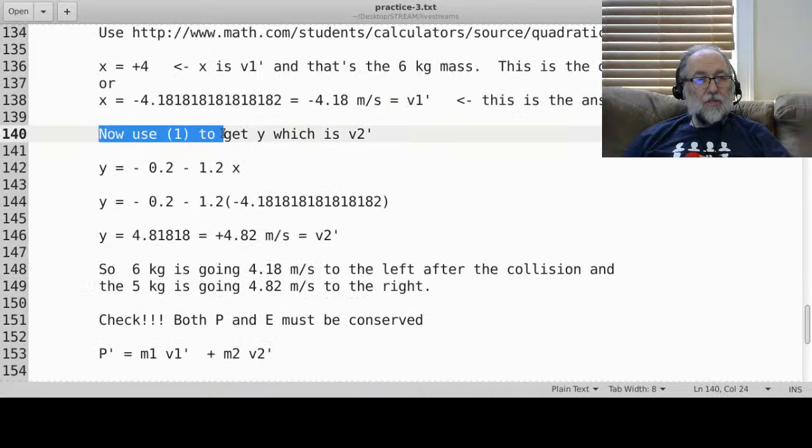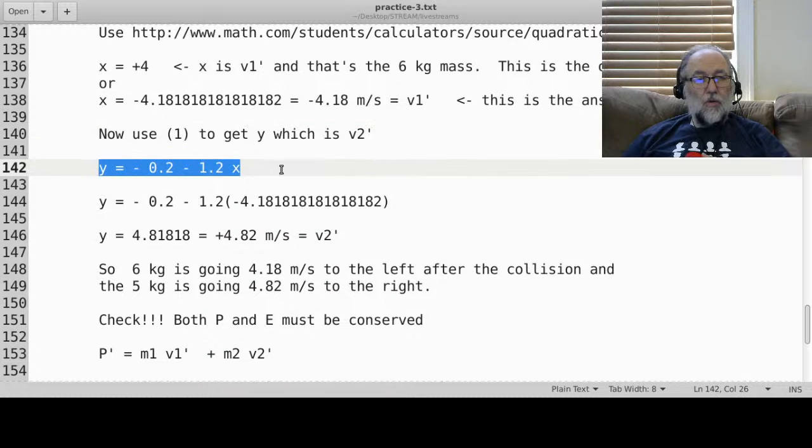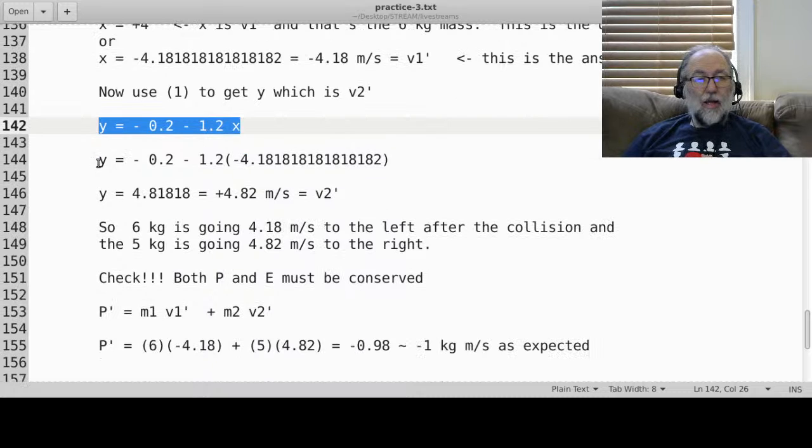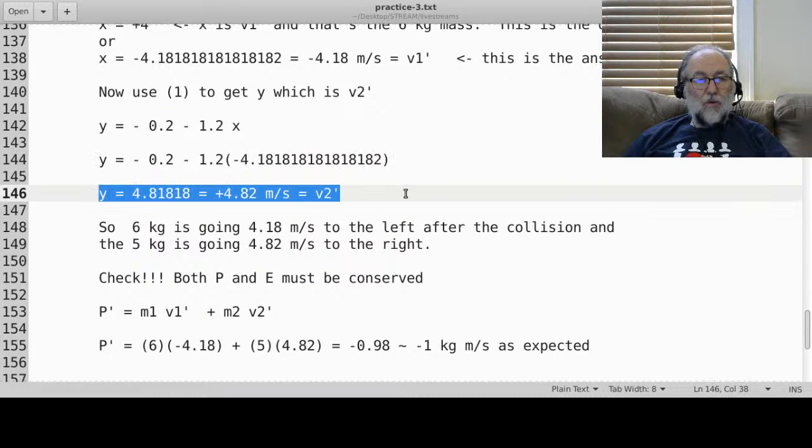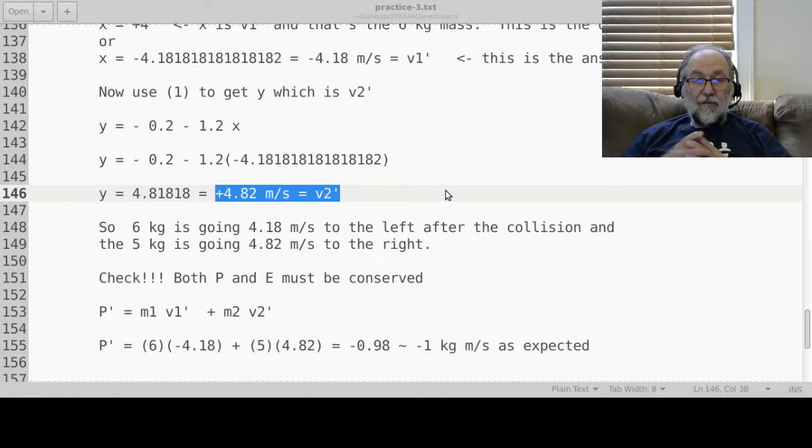Okay, so now I use equation number one to get v2 primed. V2 primed is just y, okay, to get y, which is v2 primed. And so we have that. That's equation number one. Substitute in the value of x, and you get that number, which rounds off to that number right there. So positive 4.82.